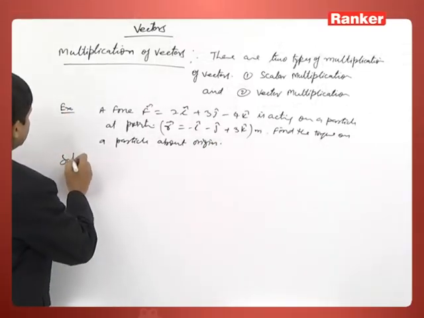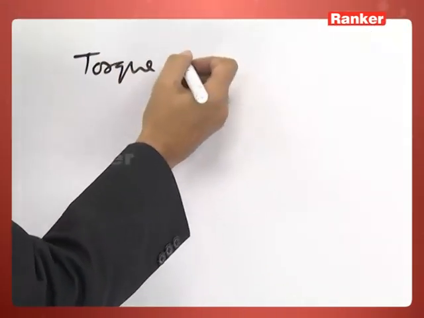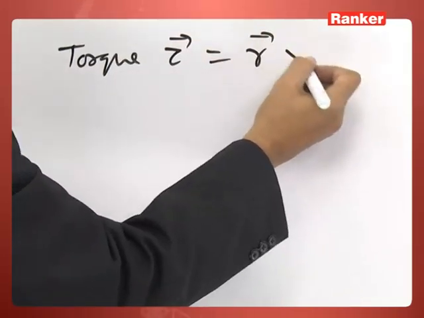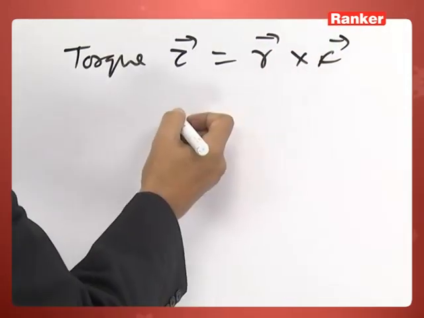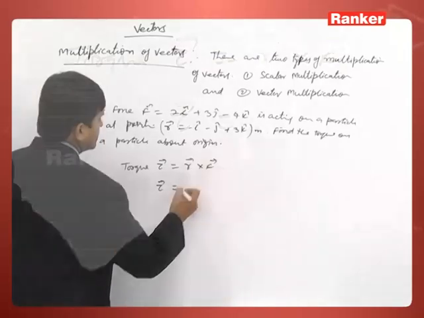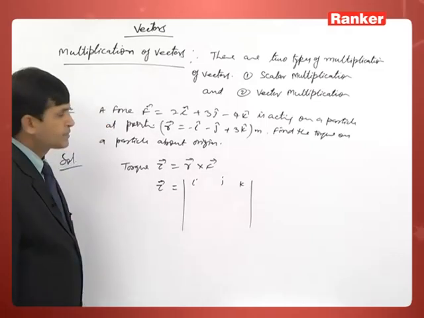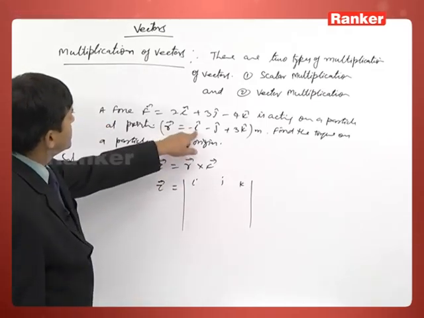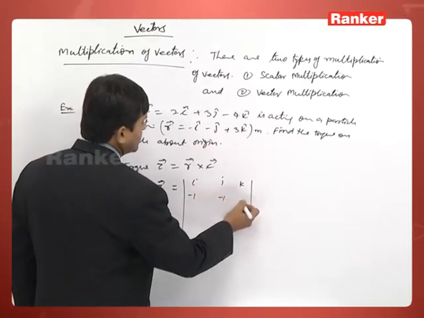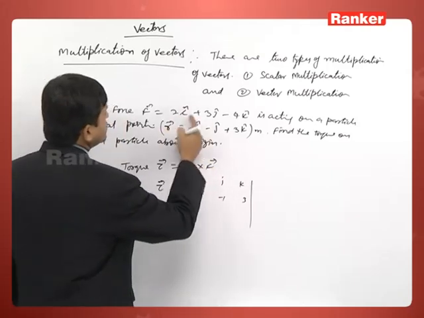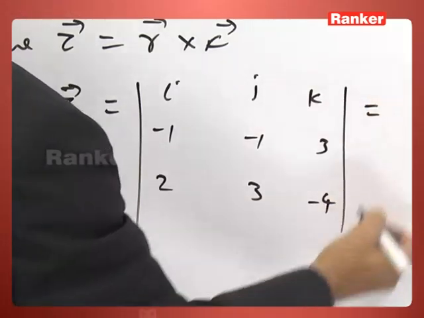See how to solve that one. As we know, torque tau is defined as r cross F. So substitute the values. Directly we can use the ijk vector form here. R means the coefficients minus 1, minus 1, 3. F is 2, 3, minus 4. This is the meaning of torque.